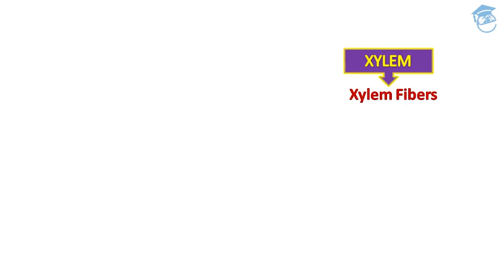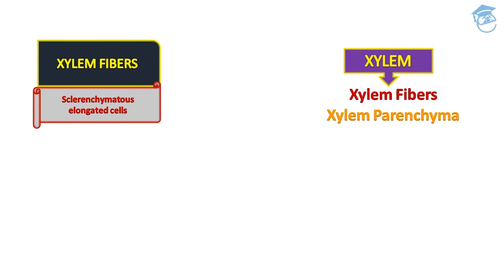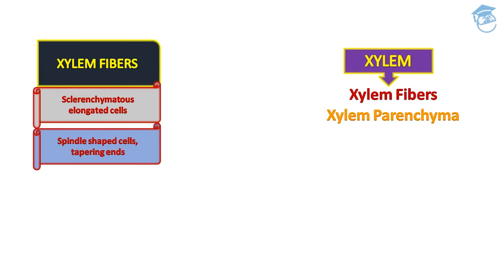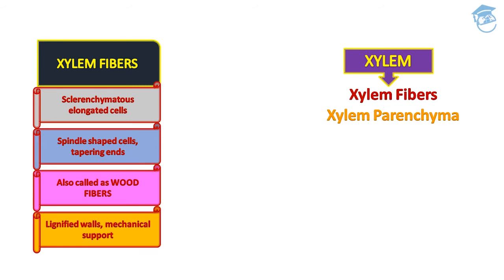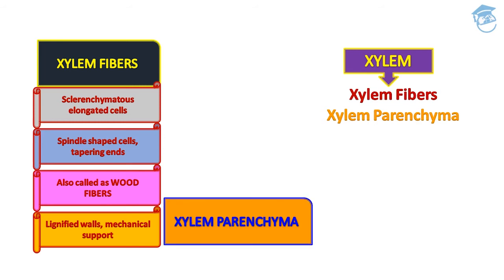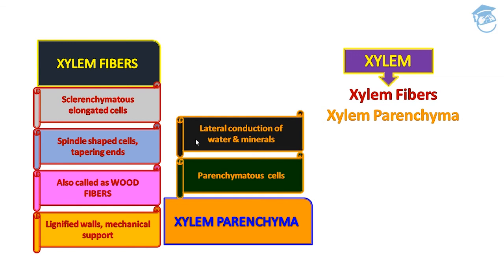Now we'll talk about another cell of xylem, and that is called xylem fiber. And xylem parenchyma is the fourth type of cell. So first we'll talk about the xylem fiber. It is a sclerenchymatous elongated cell. It is a spindle shaped cell that has tapering ends. It is also called wood fibers, and it is highly lignified, and thus it provides mechanical support to the plant body. Now we'll talk about the xylem parenchyma. It is a parenchymatous cell, unlike xylem fiber, which is a sclerenchymatous cell. It helps in the lateral conduction of water and minerals.